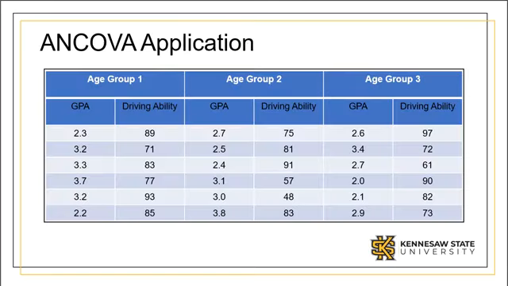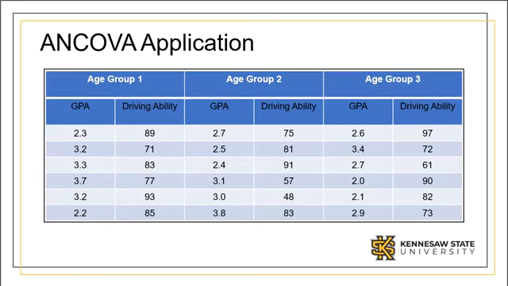For example, we could use a one-way ANCOVA to determine whether driving ability differed based on the age of the driver while controlling for the driver's GPA. The dependent variable would be the driving ability, measured from 0 to 100. The independent variable would be the age group, which has three groups: 16 to 18, 19 to 21, and 22 to 23. The covariate would be the driver's GPA.